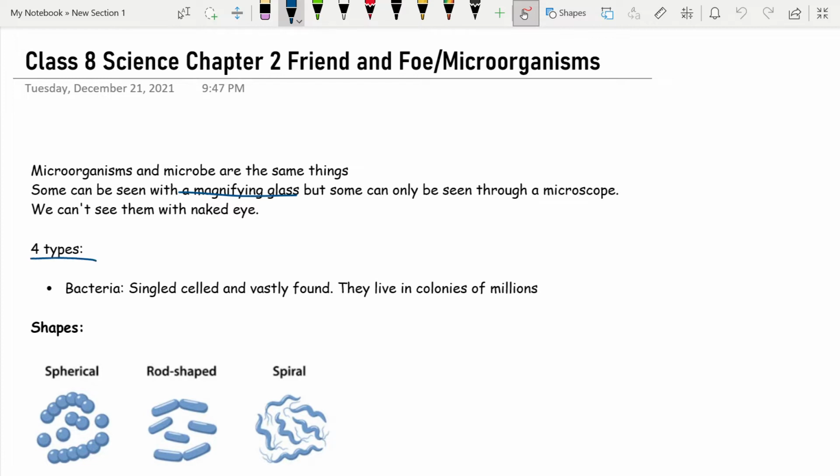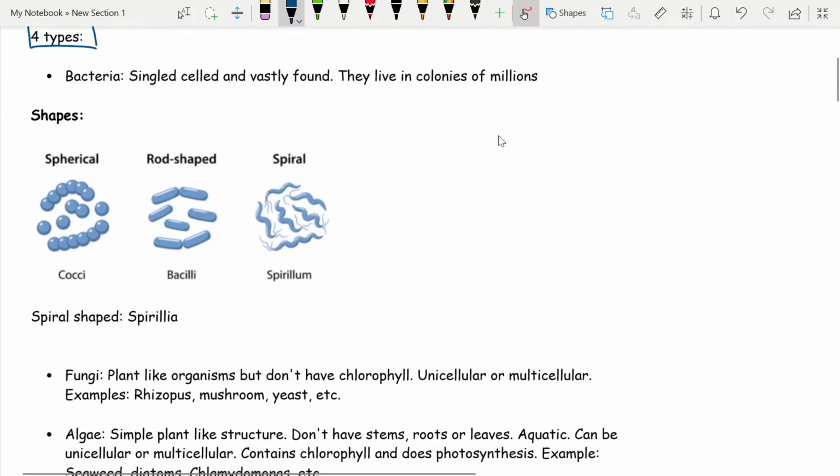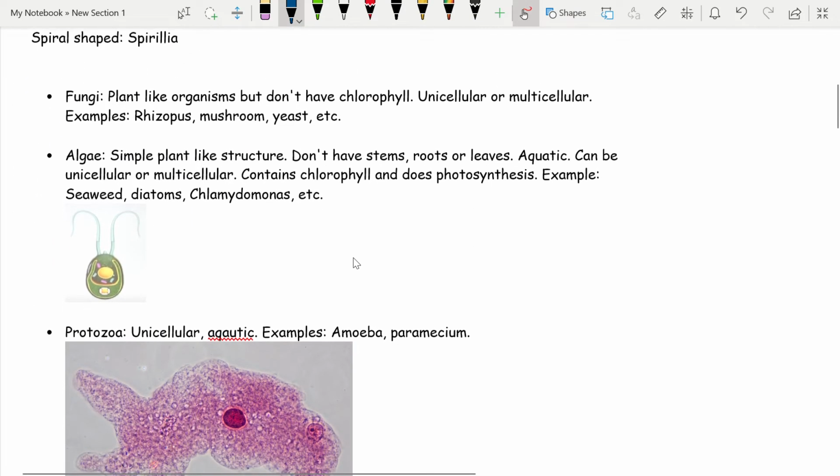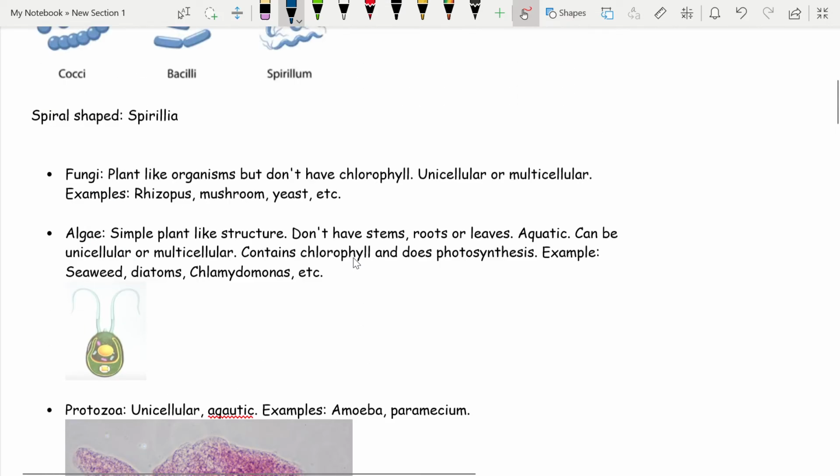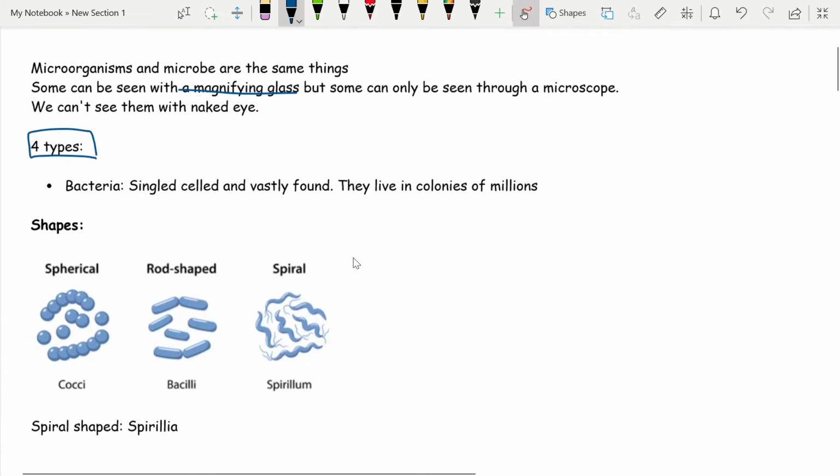Now there are 4 types of microorganisms: bacteria, fungus, algae, and protozoa. Now let's get into bacteria. They're single-celled and vastly found. Bacteria are found from the coldest climates to the hottest climates. So they are found a lot. They live in colonies of millions, so you can understand how many there will be in this world.